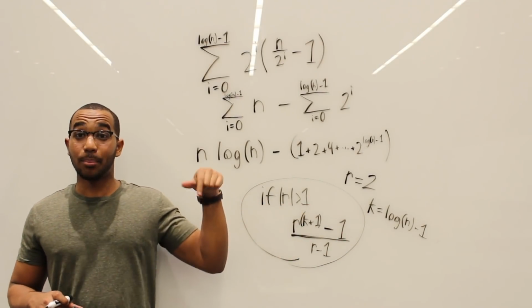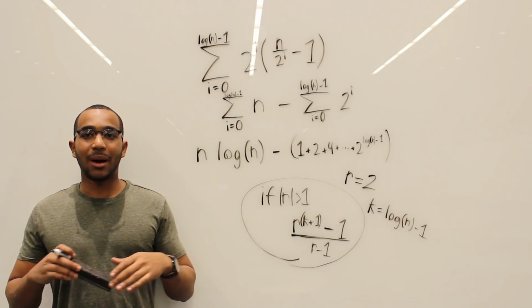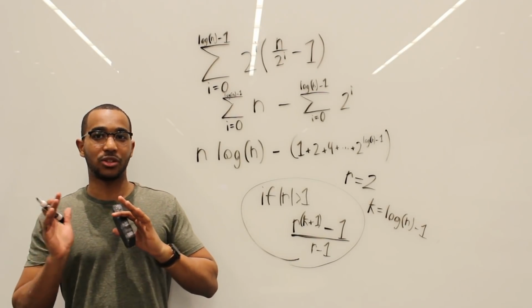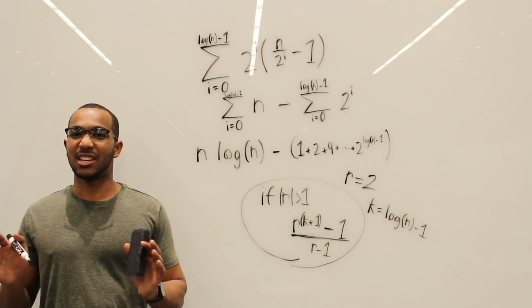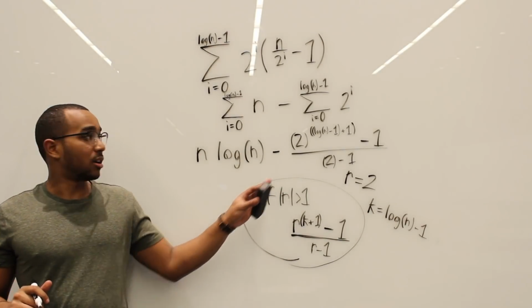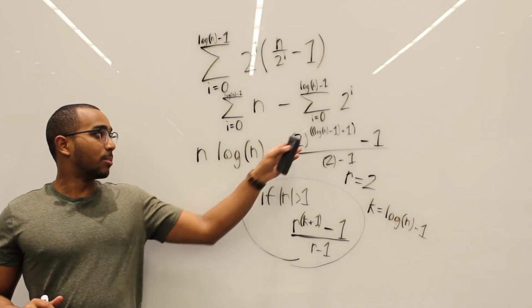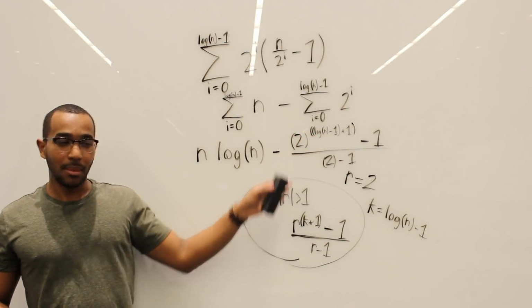I'll have a link below for the derivation for this if you're really interested in it, but that would take up too much time here and get us off the main point of this, which is merge sort. But what this becomes is this. We're going to plug in and simplify. So we plugged in r, we plugged in k, we plugged in r, and they match.